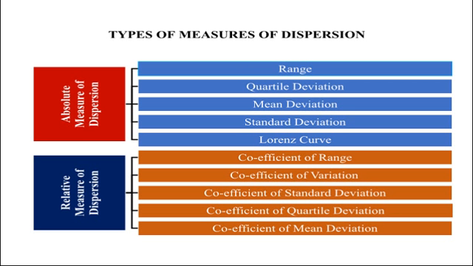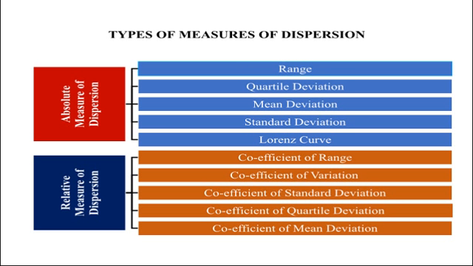Absolute dispersion method expresses the variations in terms of the average of deviations of the observations like standard or mean deviations. The types of absolute measures of dispersion are range, quartile deviation, mean deviation, standard deviation, and Lorenz curve. The Lorenz curve is the graphic method of measuring estimated dispersion. This curve is often used to measure the inequalities of income or wealth in a society.